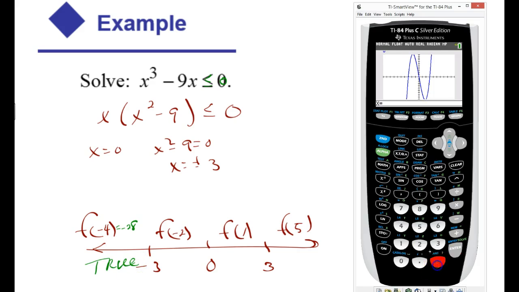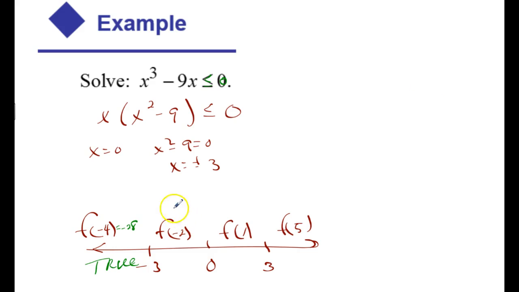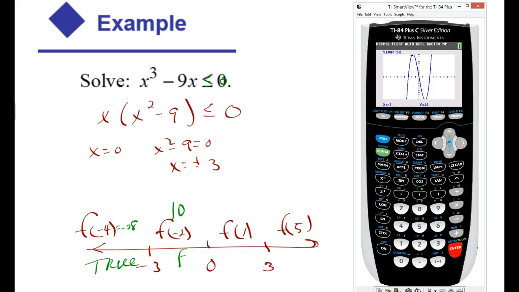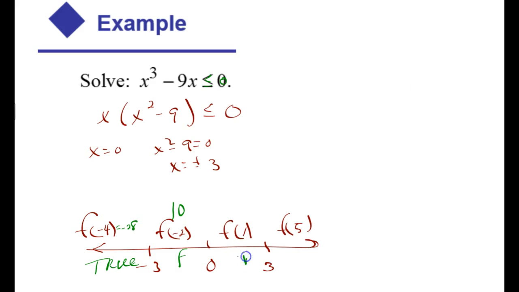Then I'll plug in my negative 2, and I get a false because there's the 10, and 10 is not greater than or equal to... A 1 is negative 8, which is true, and a 5, which is back to 80. What was the 1? Yeah. Any negatives is true, so this is a true statement here, and this would be 80, which is a false. So my true statements are here and here, but be careful, this is an equal to sign.